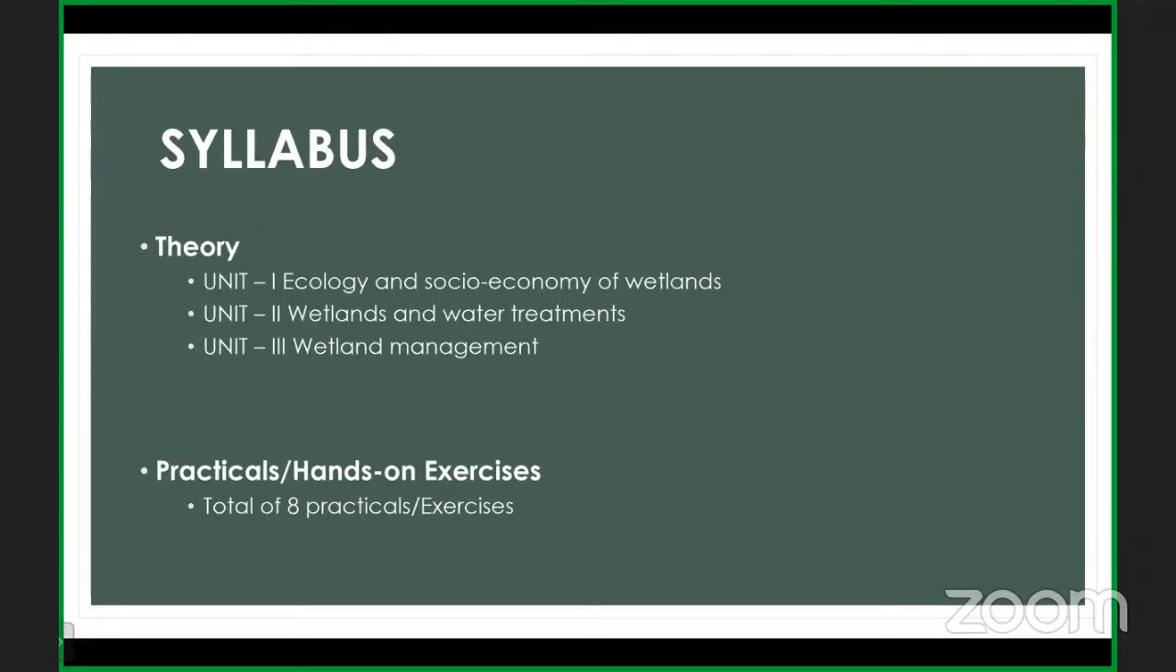These three units in the theory component will touch on different aspects of wetlands. For example, the ecology and the socio-economic perspective on wetlands. The second unit will be on how we can use these wetlands for wastewater treatment. And the third unit will be based on how we can manage the health of these ecosystems, and how we can use these ecosystems for industrial applications.